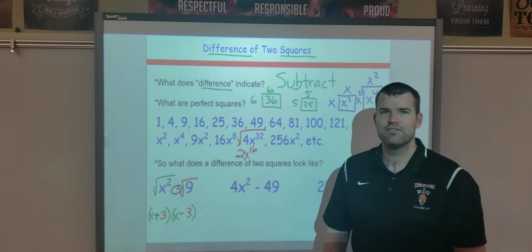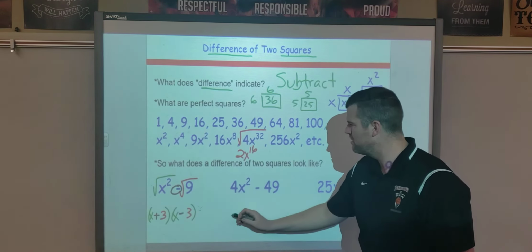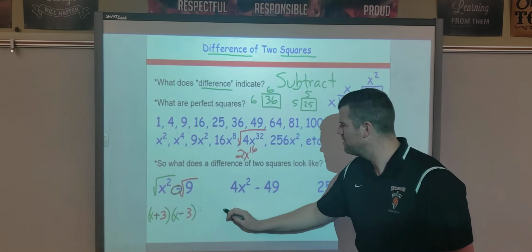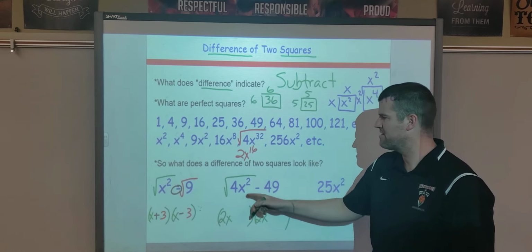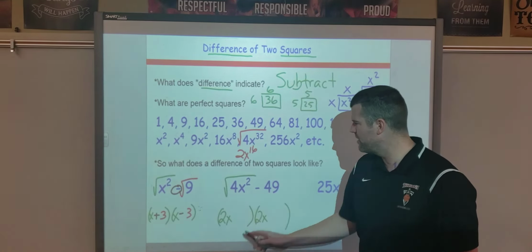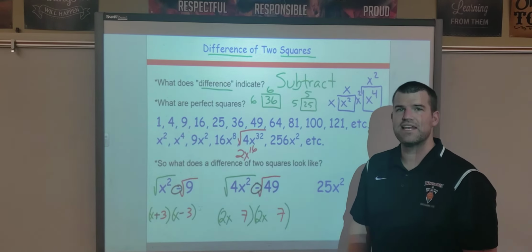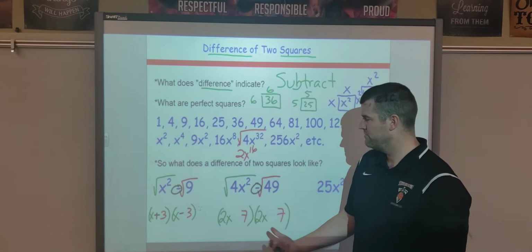I recognize it's a difference because of subtraction. I know this is a perfect square because the square root of 4x squared is 2x, because 2x times 2x is 4x squared. And then I know that 49 is a perfect square because if I take the square root of 49, I get 7. And then because it's a difference, we know that we end up getting a negative number, which means we have to multiply a positive 7 times a negative 7 in order to get that negative 49.